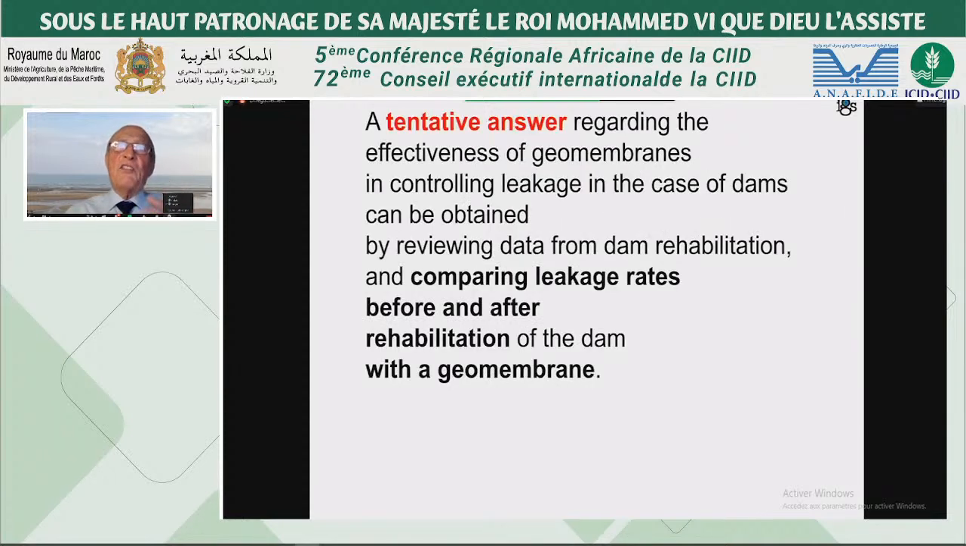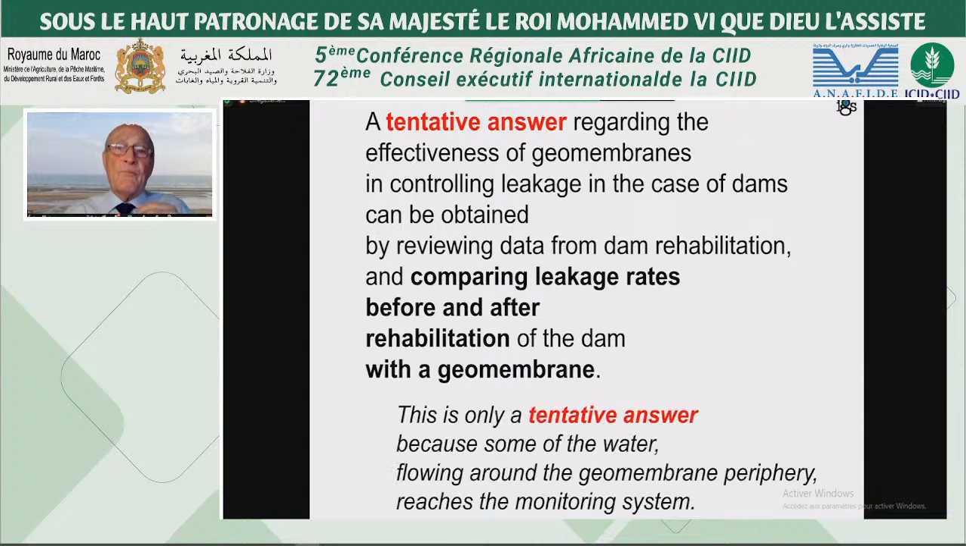Now, a tentative answer regarding the effectiveness of geomembranes in controlling leakage in a case of dams can be obtained by reviewing data from dam rehabilitation and comparing leakage rates before and after rehabilitation of the dam with a geomembrane. This is only a tentative answer because some of the water, as I said, is flowing around the geomembrane periphery and reaches the monitoring system.